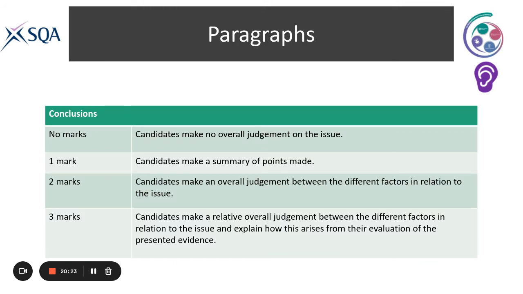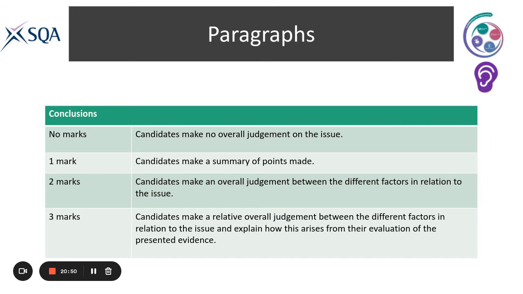So conclusions, here's a wee guide again to show you how conclusions are done. No marks if you've literally just repeated some stuff and made no judgment. 1 mark, you've made a summary of points made. 2 marks, you've made an overall judgment between the different factors in relation to the issue. And 3 marks, a relative overall judgment between the different factors in relation to the issue, and explain how this arises from your evaluation of the presented evidence.